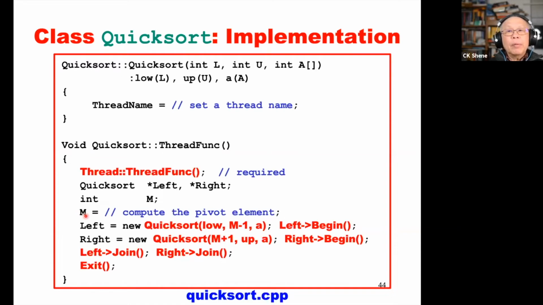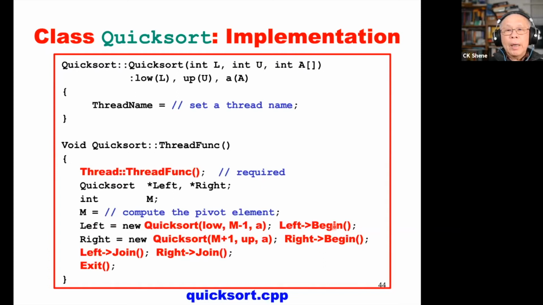Now we have everything. The remaining is very simple. We create a Quicksort thread to sort the left one, going from lower bound to M-1, providing it with the array name. After creating this thread, C++ would return you a pointer to this newly created thread, and this assignment saves it to left here. And then we run the Begin method of the left thread immediately.